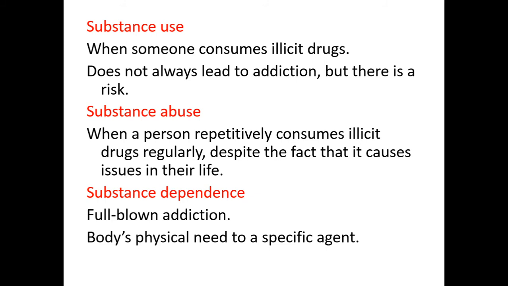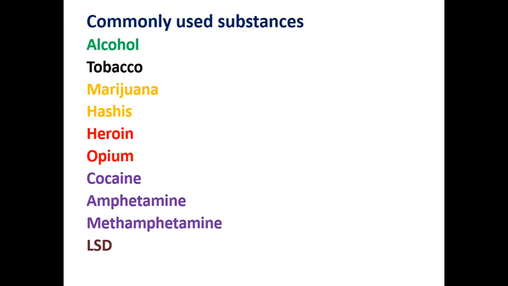In this stage, they will get some bad side effects to the body if they are not having these drugs. So therefore, they have to take these drugs to prevent those side effects that they will get. This stage is called substance dependence. Then commonly used substances are alcohol, tobacco, marijuana, hashish, heroin, opium, cocaine, amphetamines, methamphetamines, and LSD.